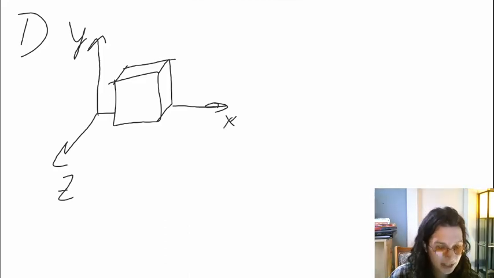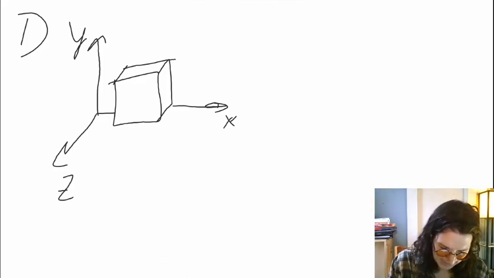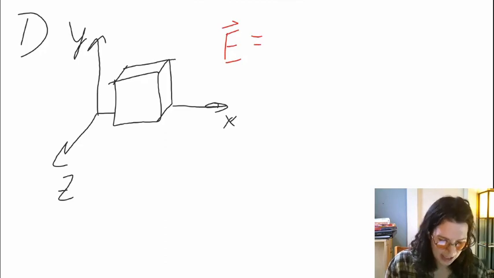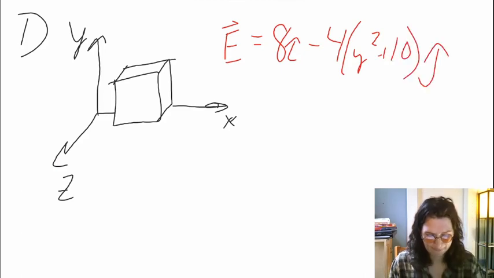And we're given an electric field vector. So they tell us that the electric field has an I hat and a J hat component. For me, it's 8 I hat minus 4 times y squared plus 10 J hat.